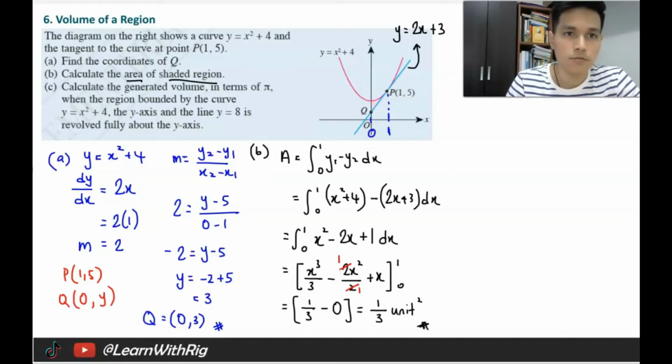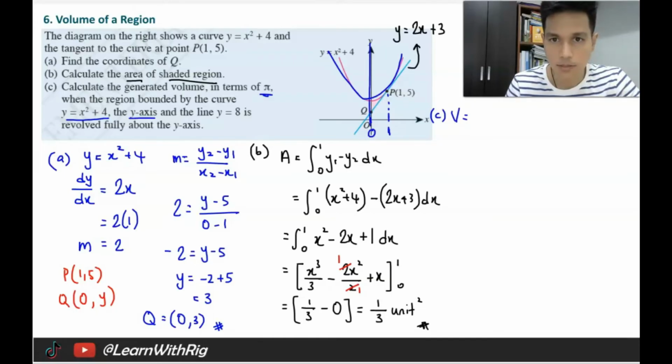Okay, so that's how you find the area. Now question C, you want to find volume. So same thing here, volume is what? They said calculate the volume in terms of pi when the region bounded by these two curves. Oh, okay, so this one is different now. They are saying bounded by this curve here, and the y-axis, and the line y equals to 8.